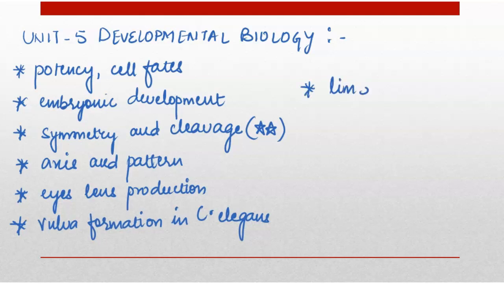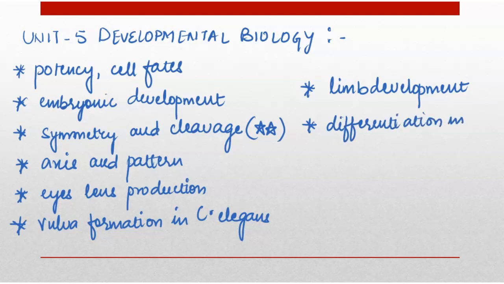Then is limb development. Very vast topic this is. A lot of genes you should know related to limb development. Then we have differentiation in neurons. Then we have sex determination.